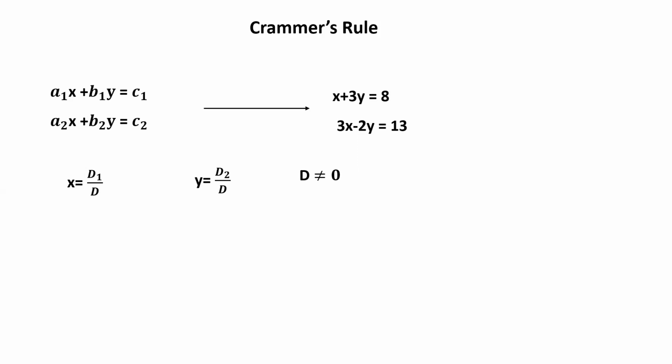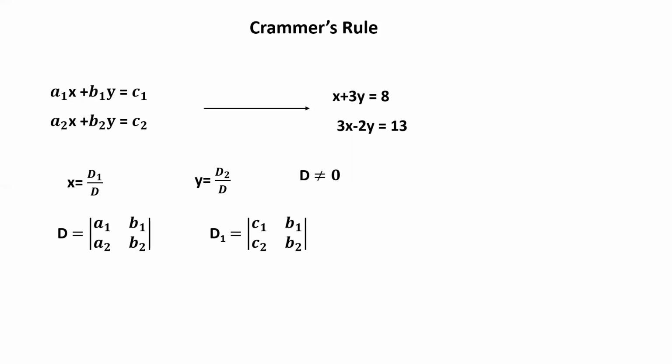So how to get the d first of all? D is the determinant of the coefficients of x and y. Let's look closely at the general equation. I'm just taking the coefficient of x and the coefficient of y in both equations. So that is a1 b1 in the first equation and a2 b2 in the second equation, right? So d means the coefficients of x and y.